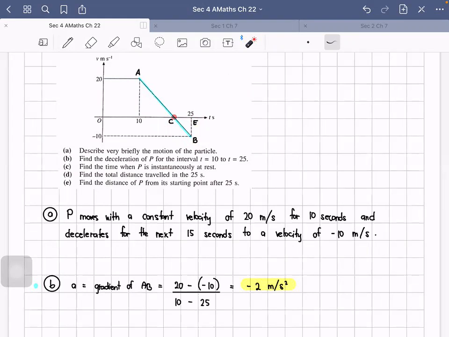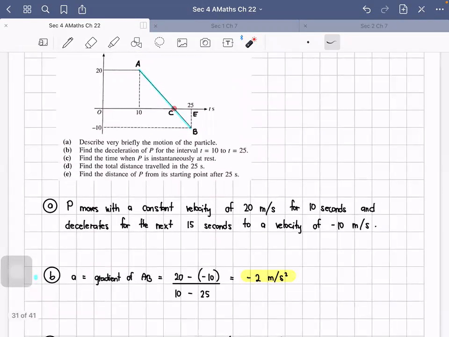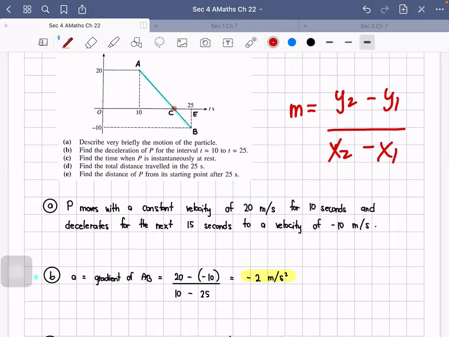So how do you compute the gradient again? I don't know if you still remember this formula, but the gradient is equal to y sub 2 minus y sub 1 over x sub 2 minus x sub 1. You still remember that formula? Coordinate geometry.